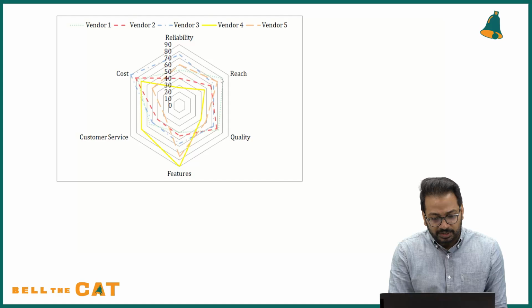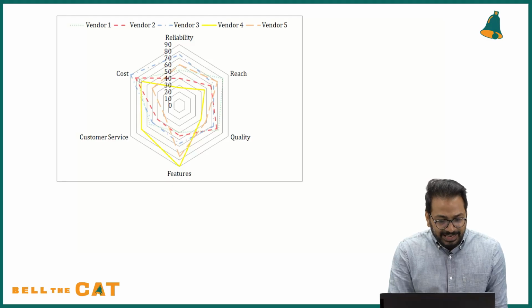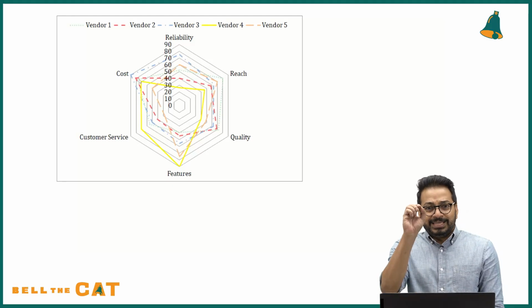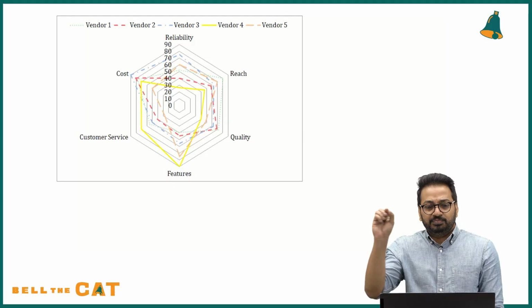On reach, he is 1. On quality, vendor 1 is 1. On features, it is 5. On customer service, it's second. And again on cost, it is 3. So I can just take vendor 1 and keep putting their ranks.